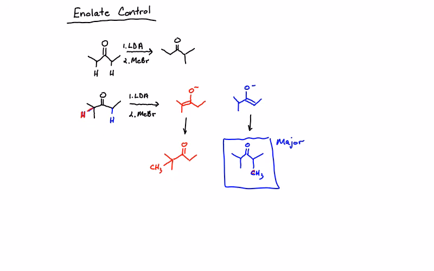I want to show you the one on the right-hand side is the kinetic enolate that could form. And then the one on the left-hand side is our thermodynamic enolate. Okay, and the conditions that produce each enolate are different. So you could relatively selectively get reaction at one carbon over the other, depending upon the reaction conditions that you choose.